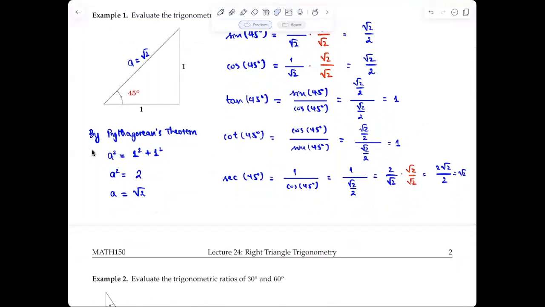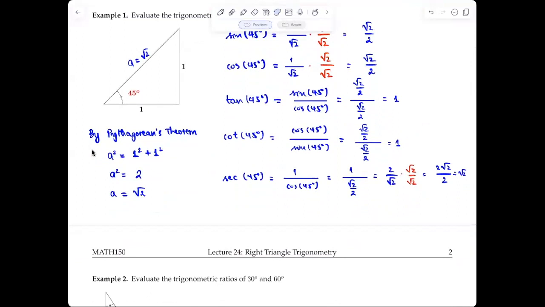Now, I mentioned earlier that secant and cosecant get used a little bit less compared to the other four ratios. However, I just want to spend a little bit of time on this so that not only do we recognize secant and cosecant, but also learn the technique of how to manipulate the algebra to get to the answer.